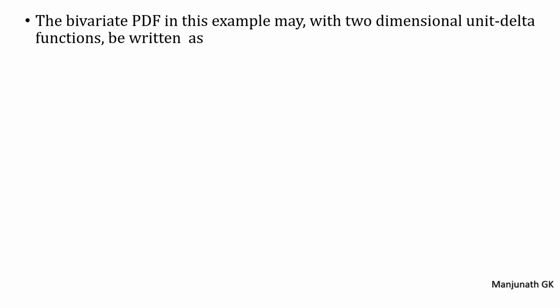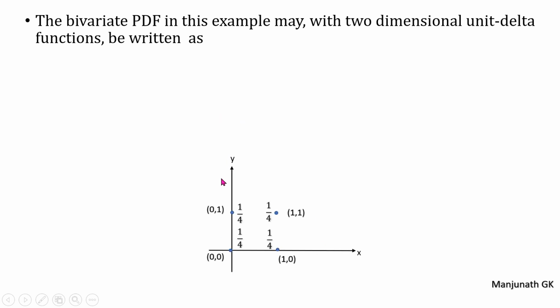The bivariate PDF in this example may be written using two-dimensional delta functions. This is our given bivariate probability density function. This bivariate PDF should be written in terms of unit delta functions. It consists of four corners. In those four corners, the magnitude of each corner is 1 by 4. The point at the origin can be written as 1 by 4 into delta of x into delta of y.